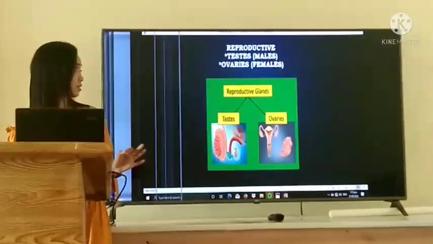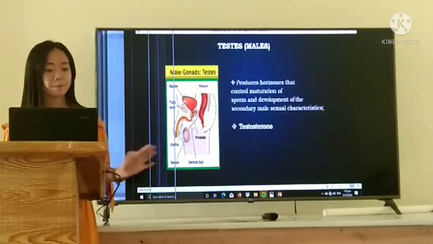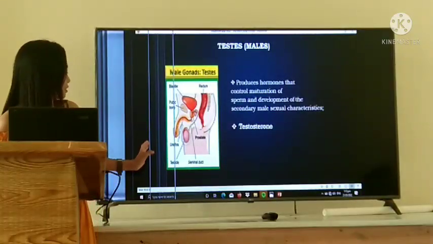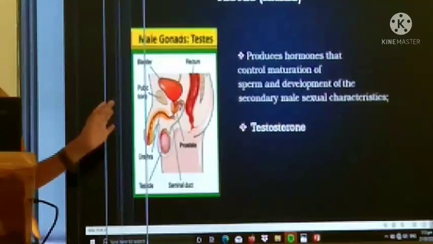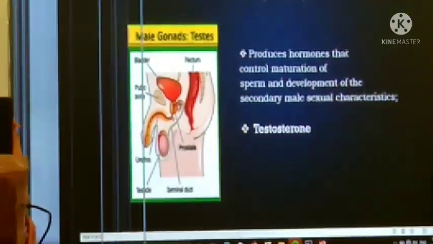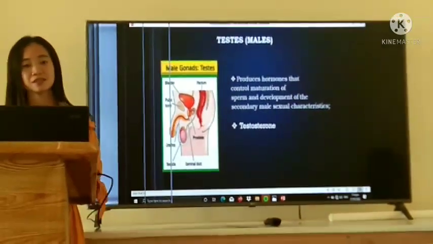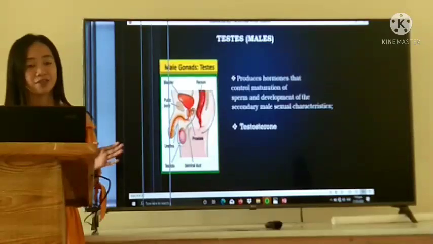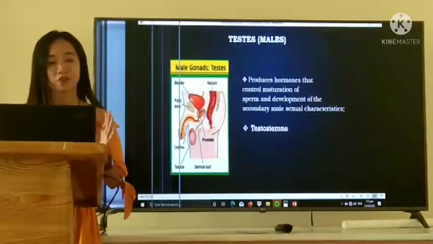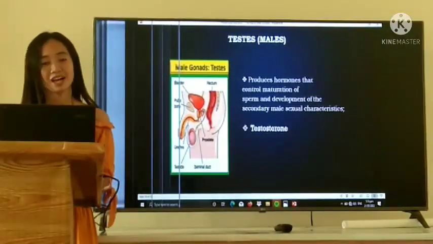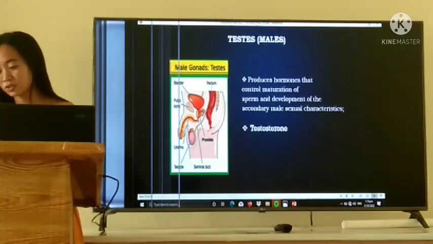Then we have the reproductive glands, the testes for males and the ovaries for females. Let's divide it. The male gonads, or the testes, can be found in the scrotum, which produces hormones that control maturation of sperm and development of secondary male sexual characteristics. Testosterone is the hormone responsible for male growth characteristics, such as pubic hair, facial hair, and so on and so forth.